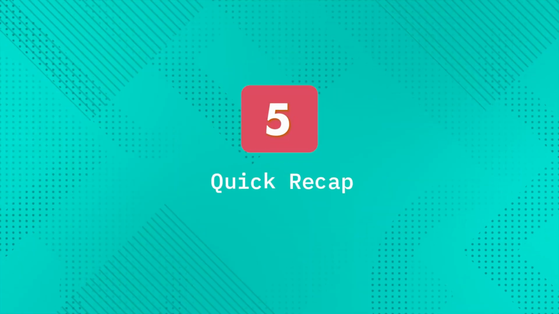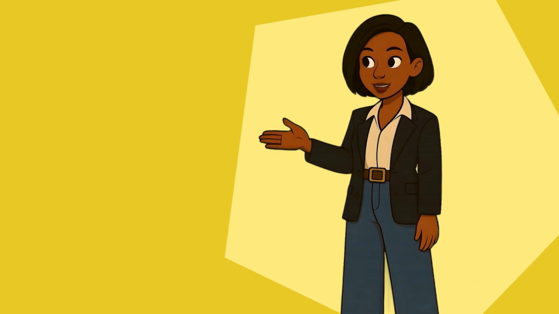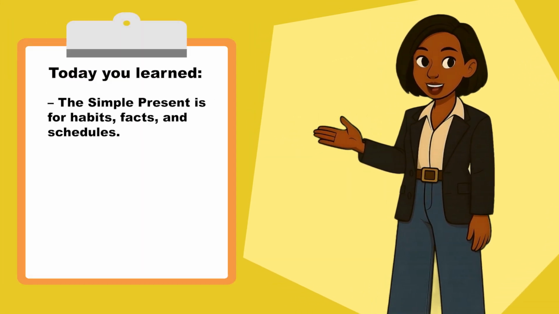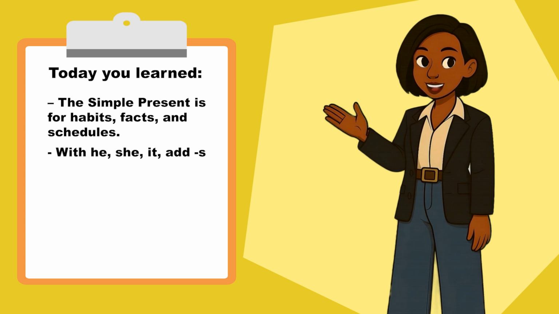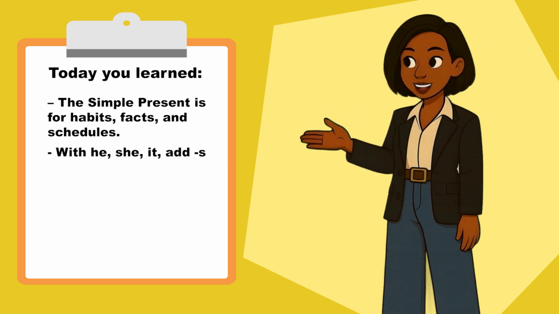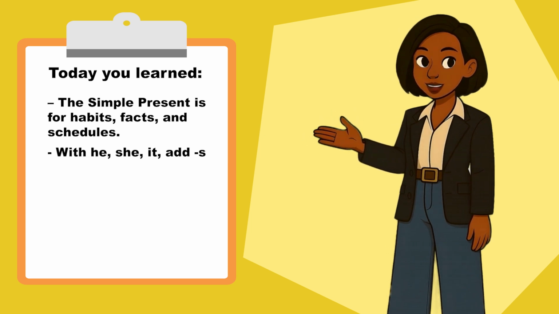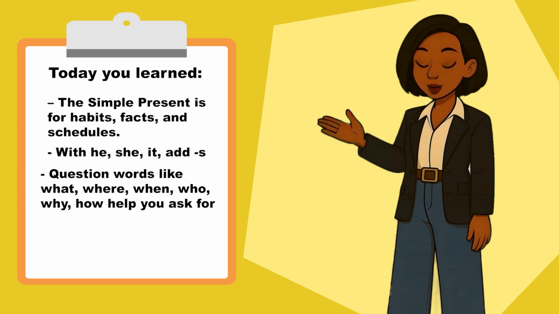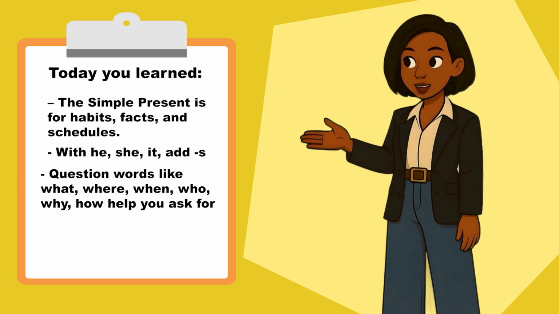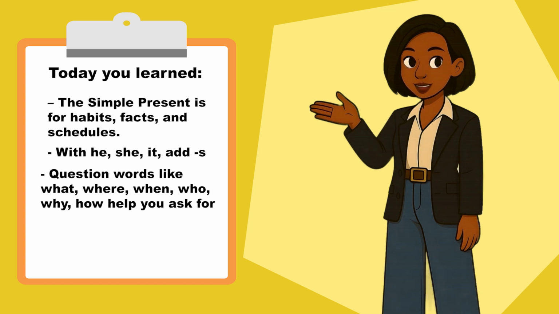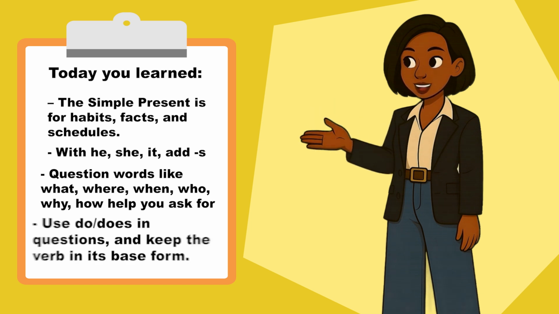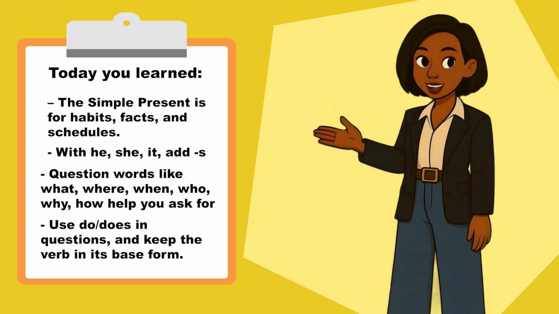So let's put everything together. Quick recap. The simple present tense is for habits, facts, and schedules. With he, she, it, add S to the verb. Question words like what, where, when, who, why, how help you ask for details. Use do or does in questions and keep the verb in its base form.